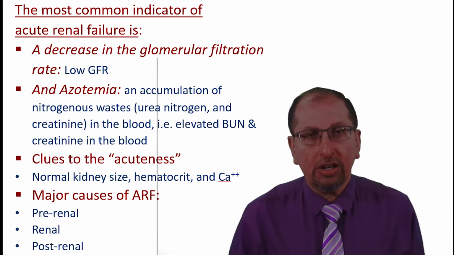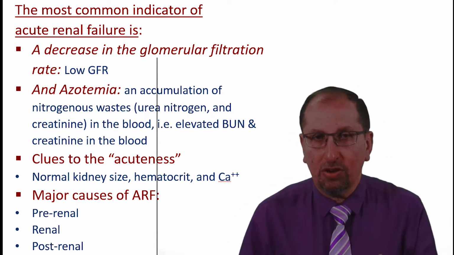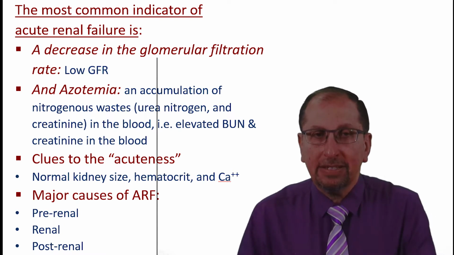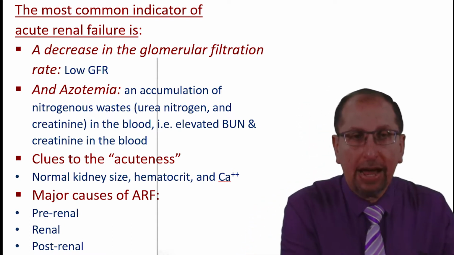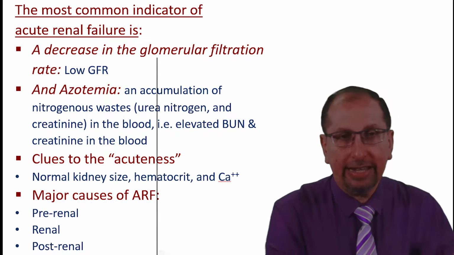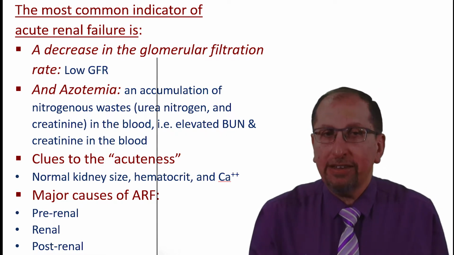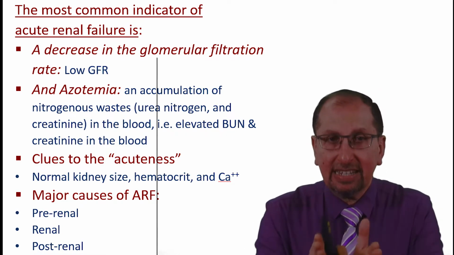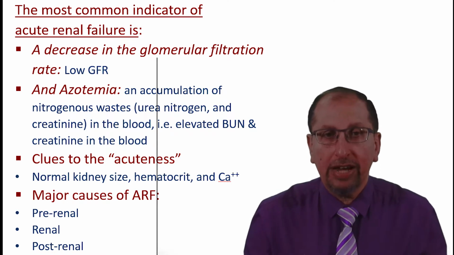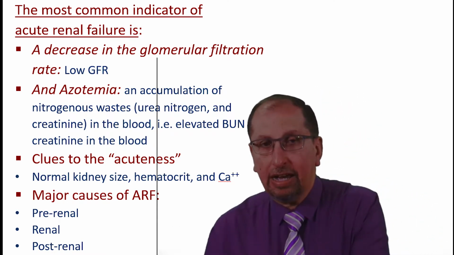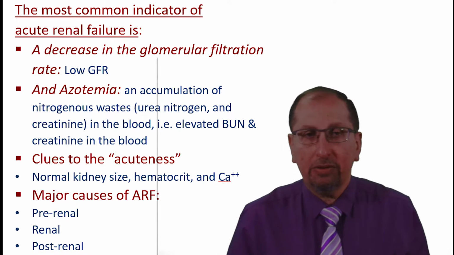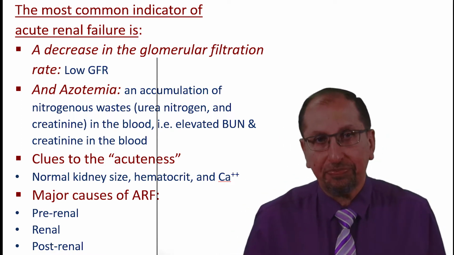And the major categories of causes of acute renal failure could be something happening prior to the kidney, before the kidney, what we call pre-renal, or something inside the kidney tubules, what we call renal, or something outside the kidney after the kidney, what we call post-renal.